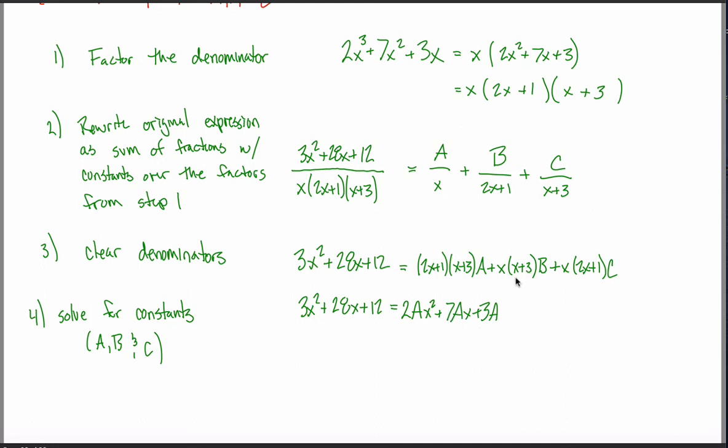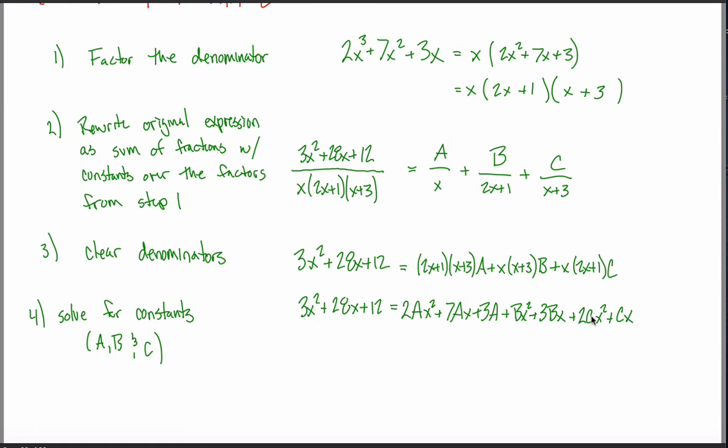For this second term here, x times x plus 3 times b. Well, x times x plus 3 is easy. Just take the x and distribute it through. You get x squared plus 3x. But if you want to multiply b times that stuff, then you get bx squared plus 3bx. In this third term, you take the x and multiply it by the 2x plus 1, and you get 2x squared plus x, but you have to multiply the c through, so you get 2cx squared plus cx. And so getting rid of all these parentheses yields this line right here.